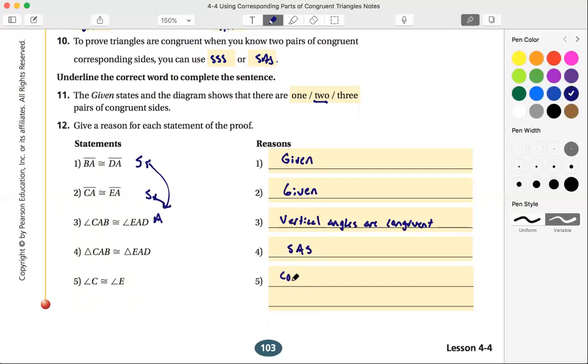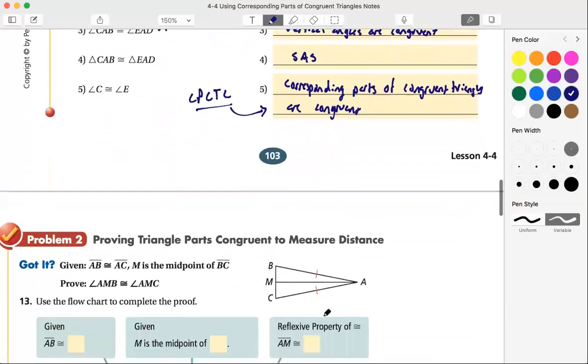And that is by corresponding parts of congruent triangles are congruent. Now, another way we can state that is by using a symbol called CPCTC, and that's what that stands for. All right. So let's try this again.